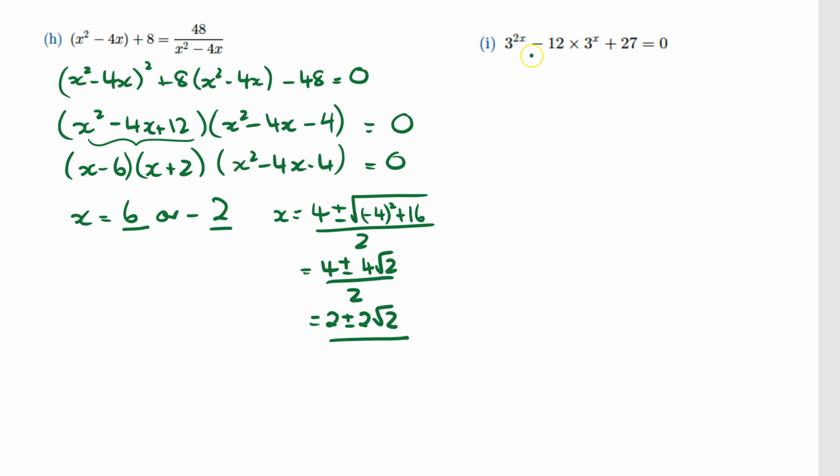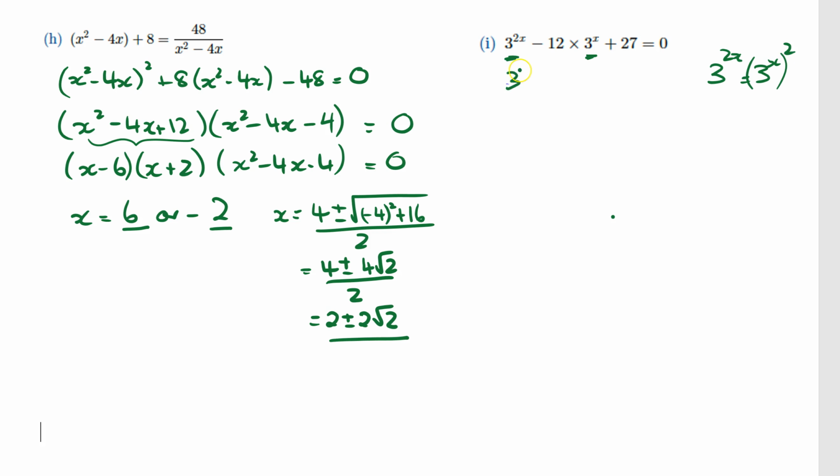Now, last one we look at, really common exam question. How do I look at that and know that it's a quadratic? I look at it and I realise I've seen ones like it before. Clearly there's something about this, and the something, when the penny drops, is that 3 to the 2x is the same as 3 to the x squared, because we multiply the powers together.